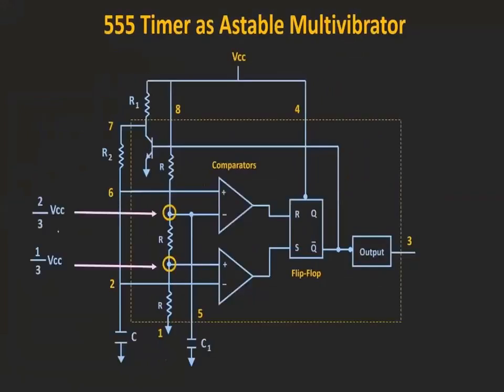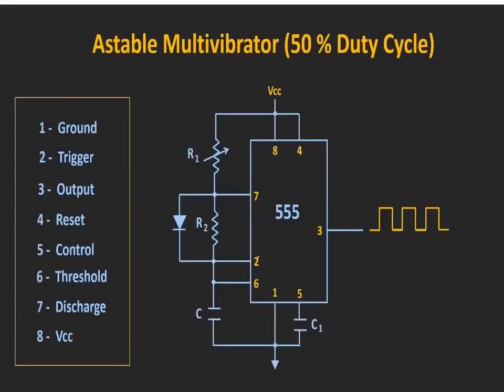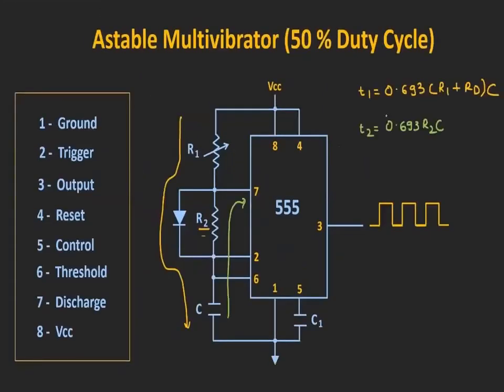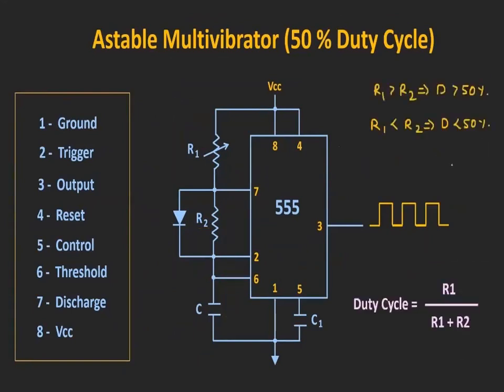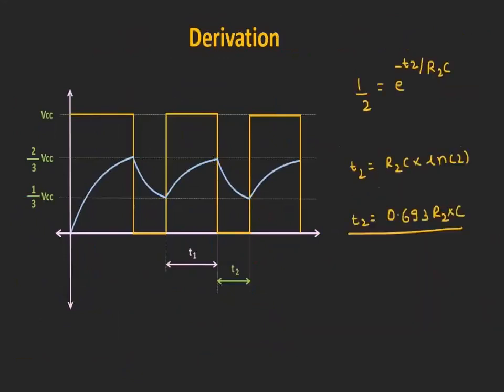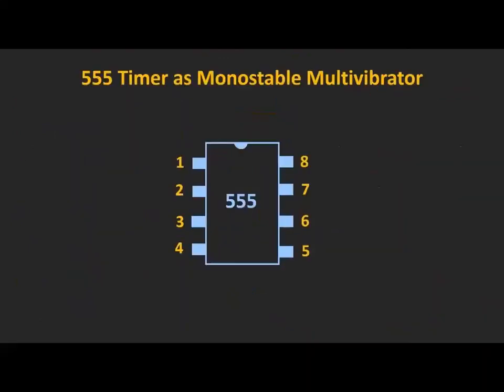We have studied in our last class about the astable multivibrator using the 555 timer and how to generate a 50% duty cycle, that is, how to vary the time period of the square wave generated by the astable multivibrator. We have learned about that in the astable multivibrator, whereas now we are going to discuss the monostable multivibrator.